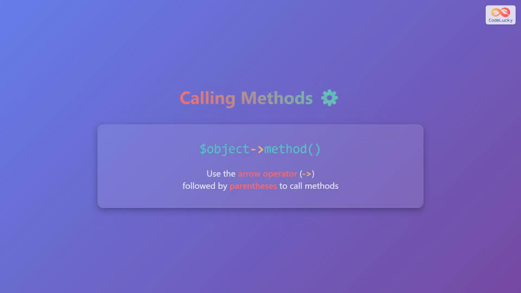In addition to properties, objects also have methods, which define their behavior. To call a method, you use the arrow operator just like with properties, but you also need to add parentheses at the end. The syntax is $object->method(). The parentheses are important because they tell PHP that you're calling a function. If the method requires any arguments, you would put them inside the parentheses.